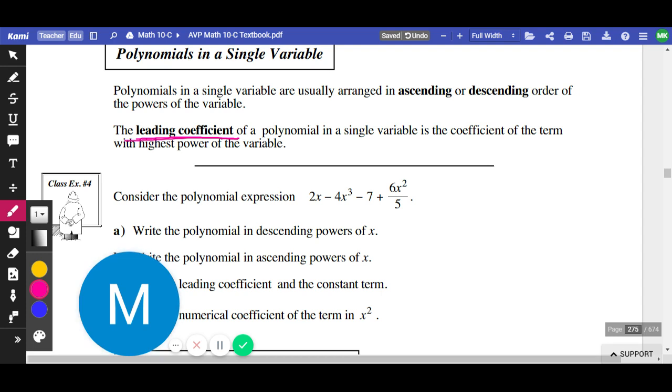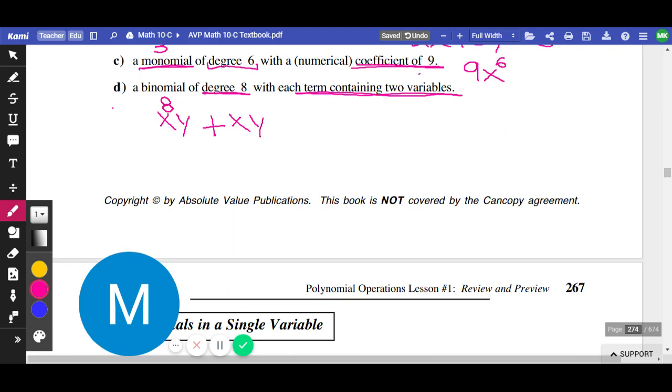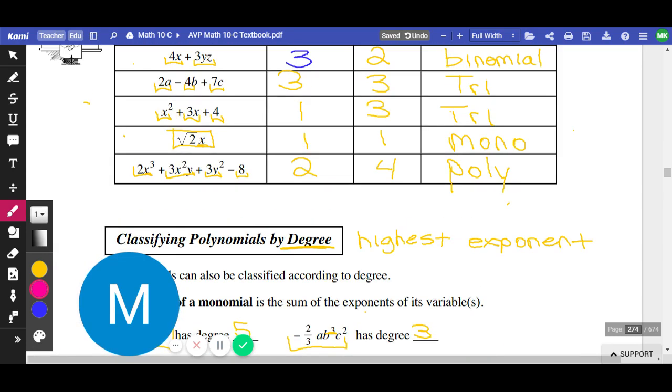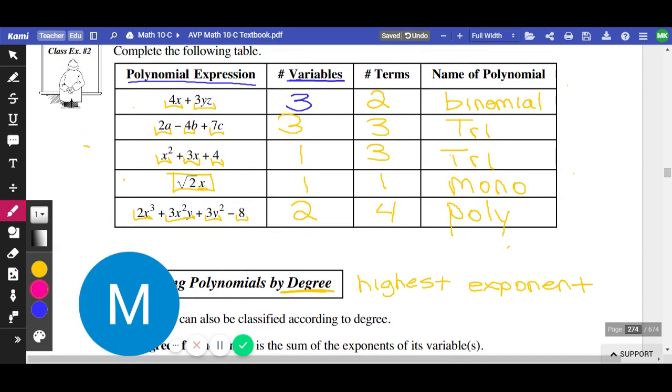Okay, so for instance, if you were to look back at examples we've done, let's just peek up here. The highest exponent in this question was x squared. The leading coefficient is the number that's right in front of it, which would be a 1. You look at this question, the highest exponent that I see is x cubed. Leading coefficient is the coefficient of the highest exponent, it'd be 2. Right? That's what a leading coefficient is.